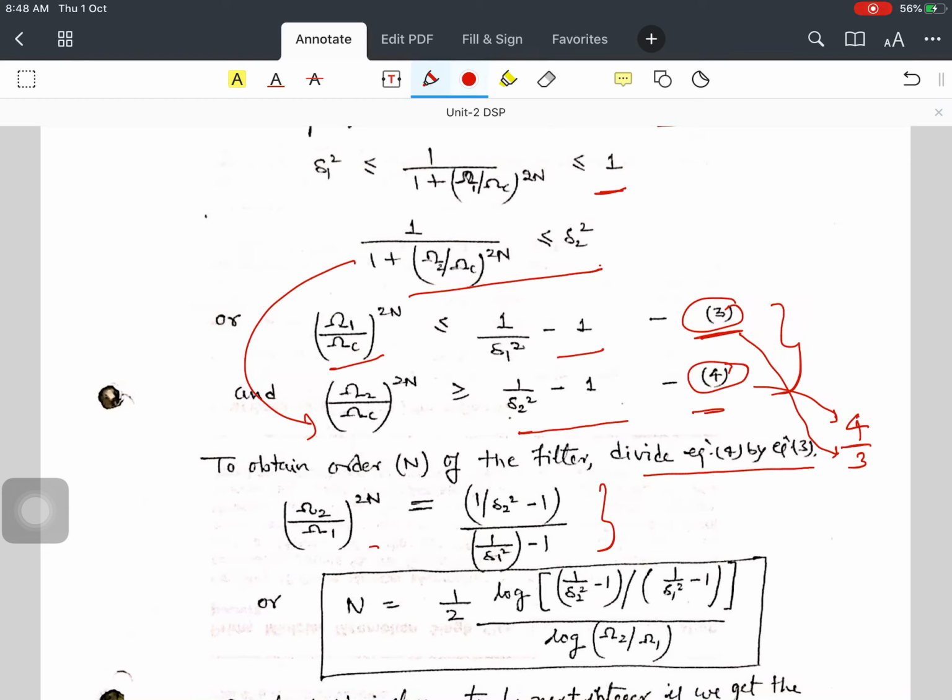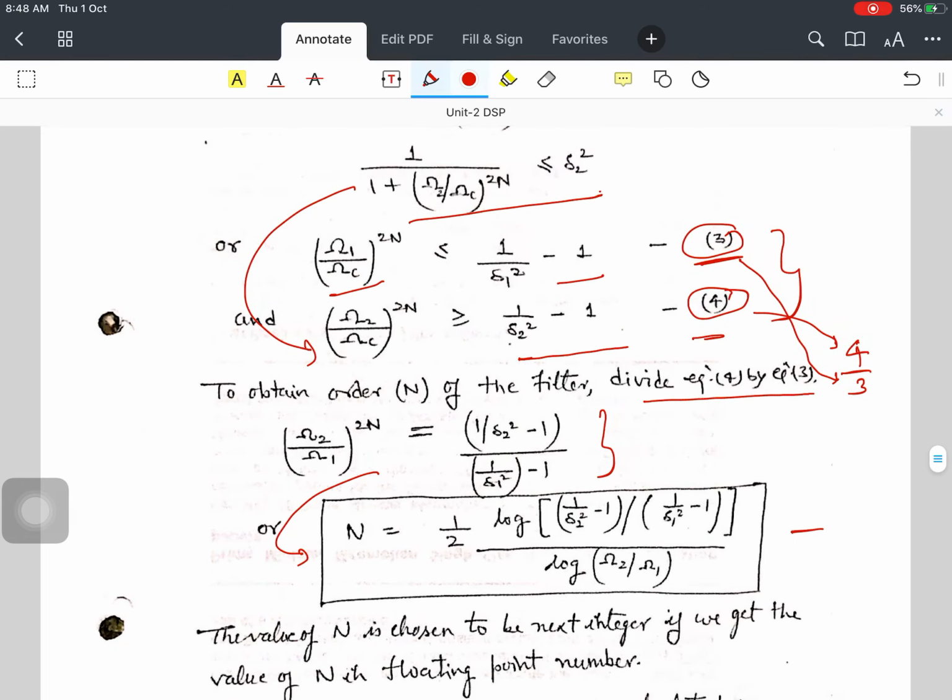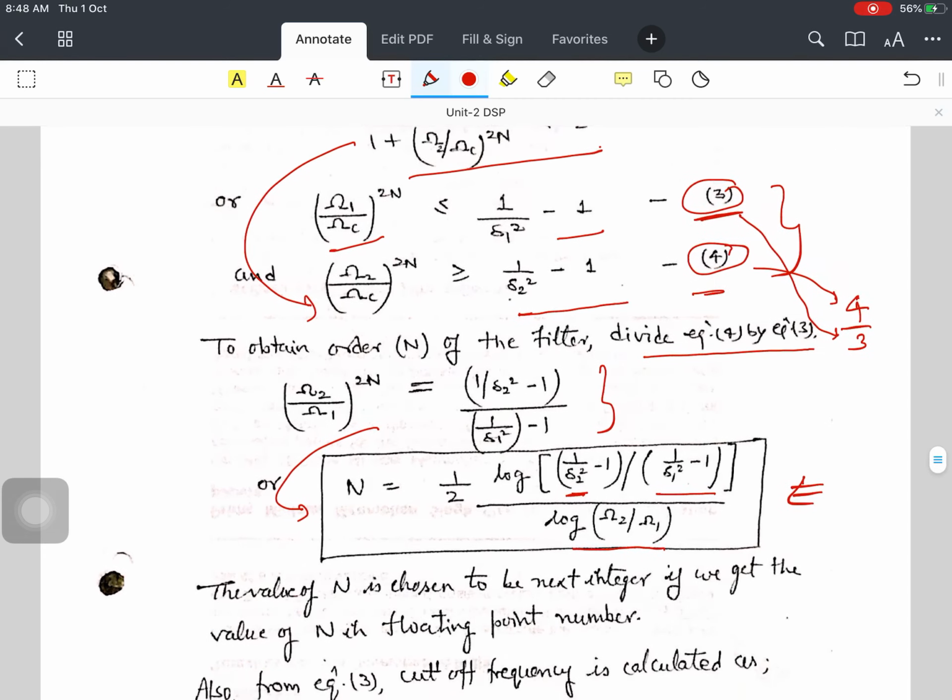So from here we will get the order of the filter. Okay, so you have to remember this also, order of the filter, for numerical purposes. So n equal to 1 by 2 log in bracket 1 by del 2 square minus 1 divided by 1 upon del 1 square minus 1 overall divided by log ohm 2 upon ohm 1.